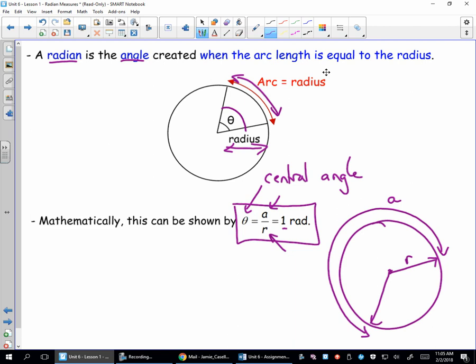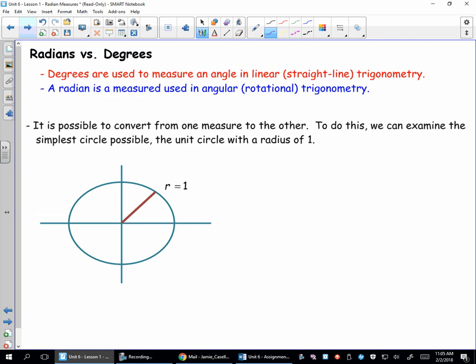And to figure out how that actually works, we're going to go back to the idea of degrees. Because if we understand degrees, we can figure out how radians are going to work. Okay? So degrees, we usually use that to measure straight line trigonometry. If I'm talking about the elevation of a building, great, I'm going to talk about 46 degrees. A radian is used in angular or rotational trigonometry, stuff that goes round and round in circles.